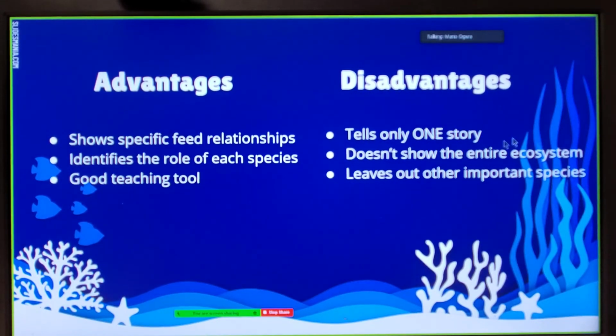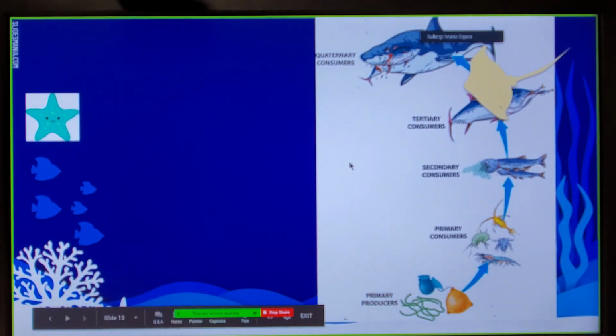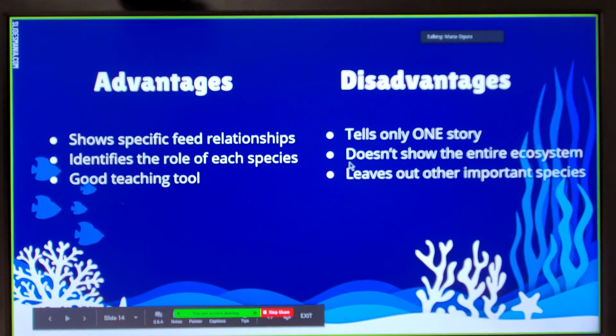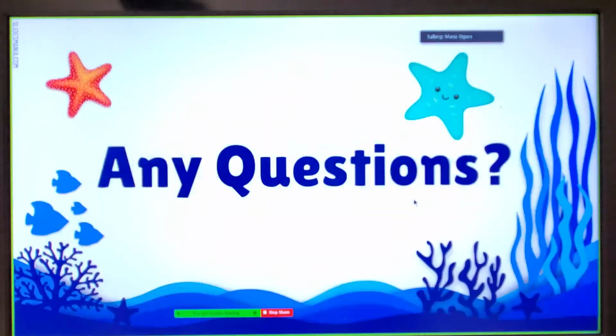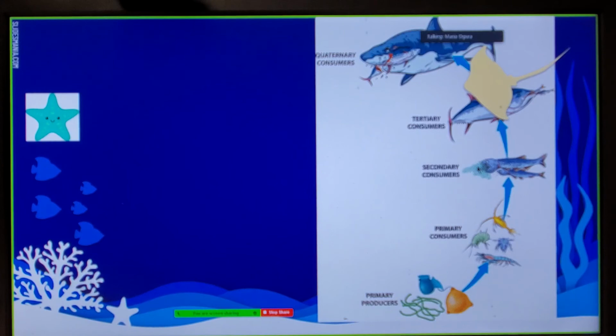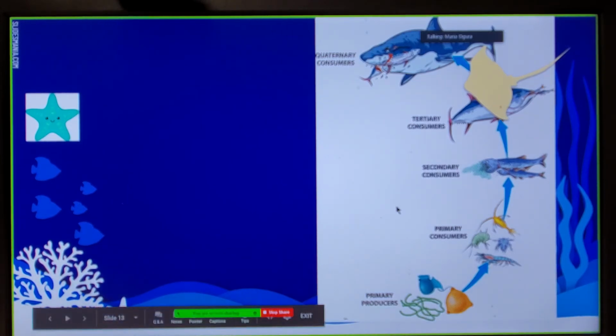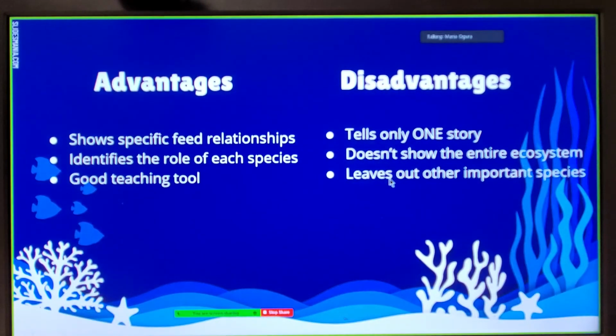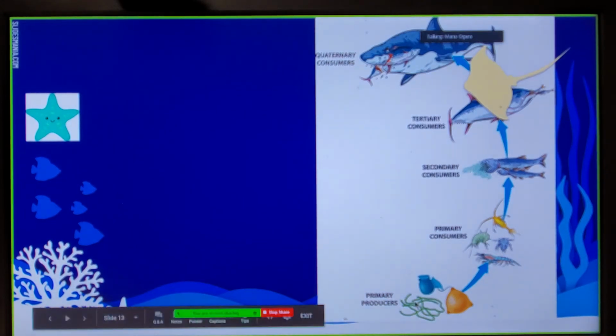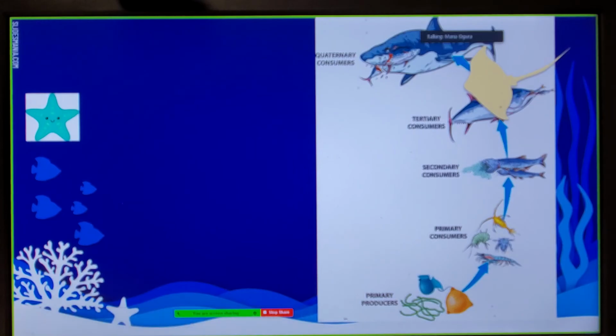The disadvantage of this is that it only tells one story. We're only looking at this chain, when that's not how nature works, okay? It doesn't show us everything else that's in the ecosystem. We know these aren't the only critters that live in the ocean, and it leaves out other important species, and again, everything else that lives in the ocean. So it's good to help us visualize, okay, this is a food chain, and we can see the movement of the energy through the arrows, but it's a very limited tool as far as the reality of what exists on our planet.